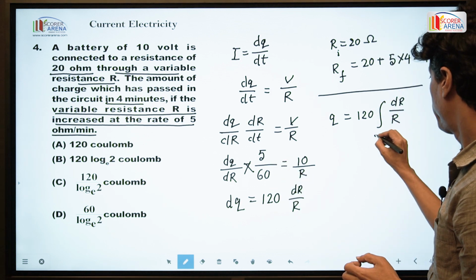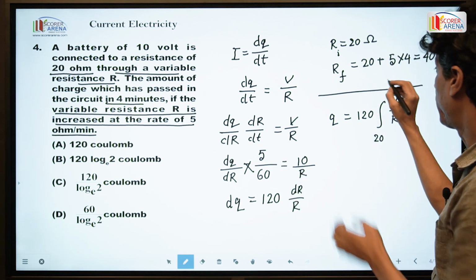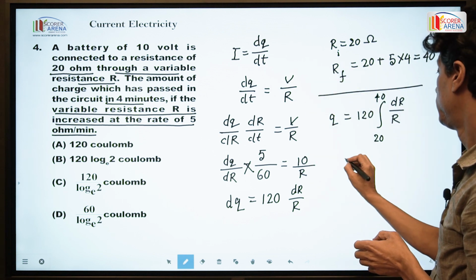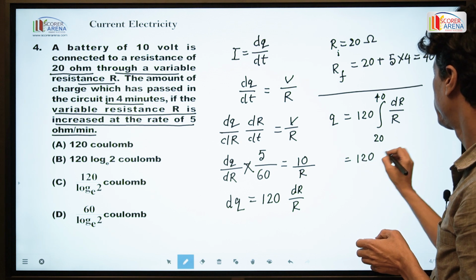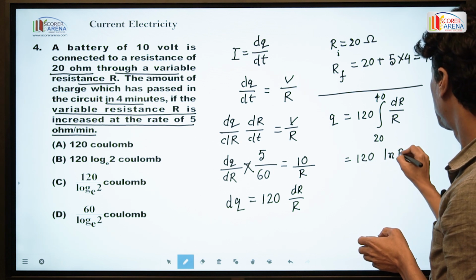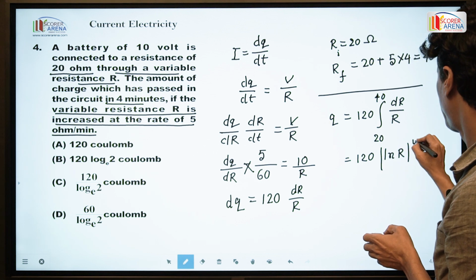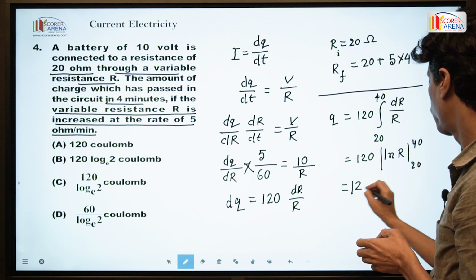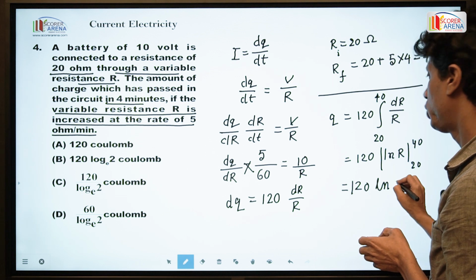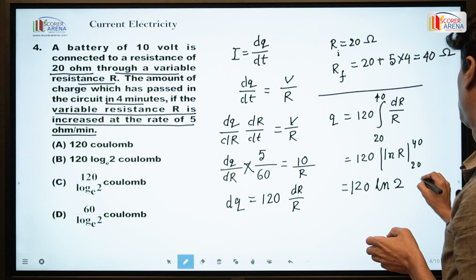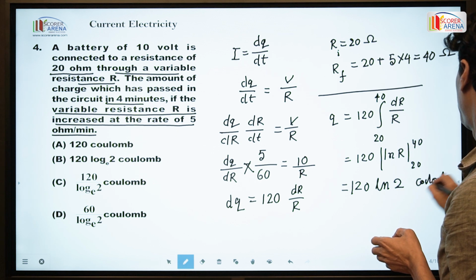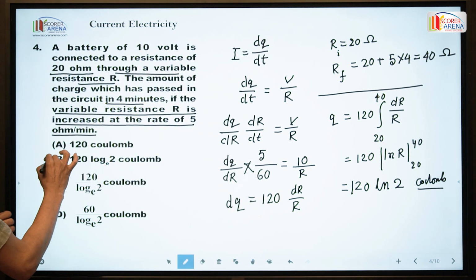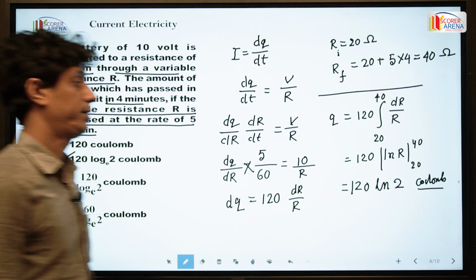Lower limit is 20 ohm and upper limit of this problem is 40 ohm. So 120 ln r integration over 40 ohm, 20 ohm. So simple calculation, it is ln 2 coulomb. So our answer here is B. Next problem.